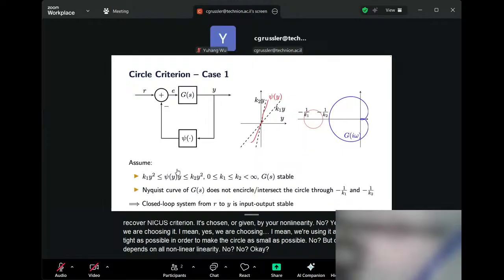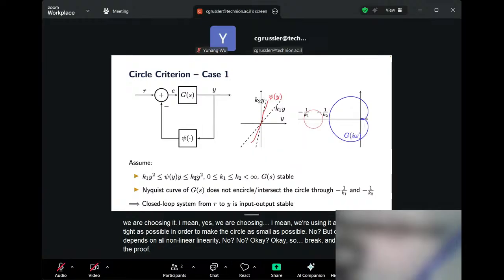Okay. So, break, and then we will do the proof, which is nice because it's just loop transformation.